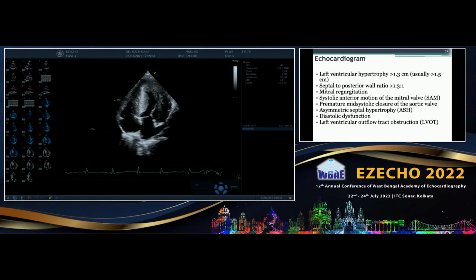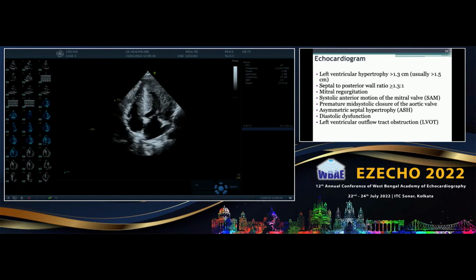And lastly, what is more important from a prognostic point of view in this patient? Last two things. One which is very important, higher in the hierarchy.